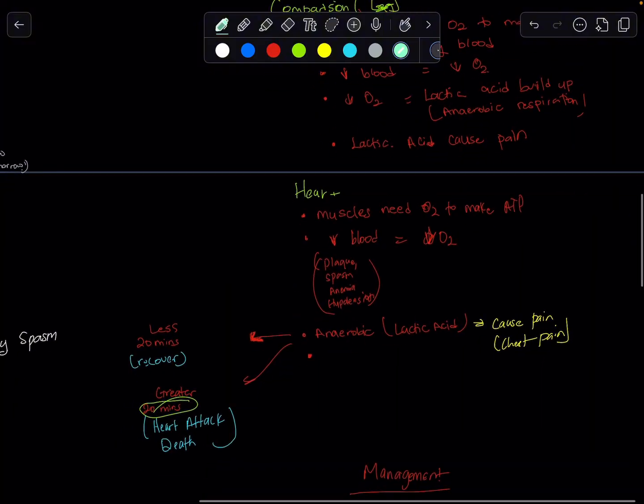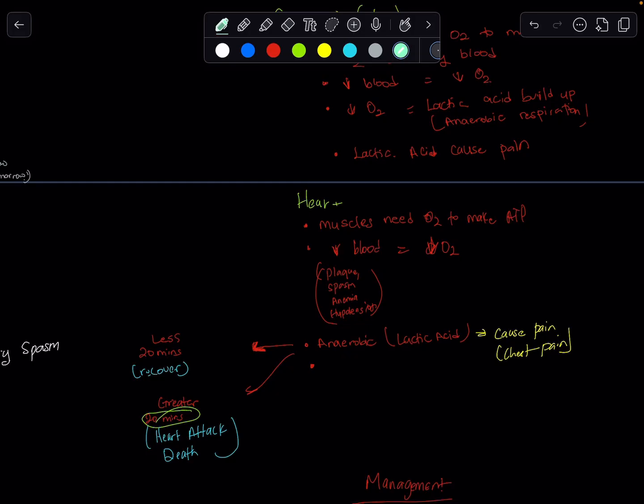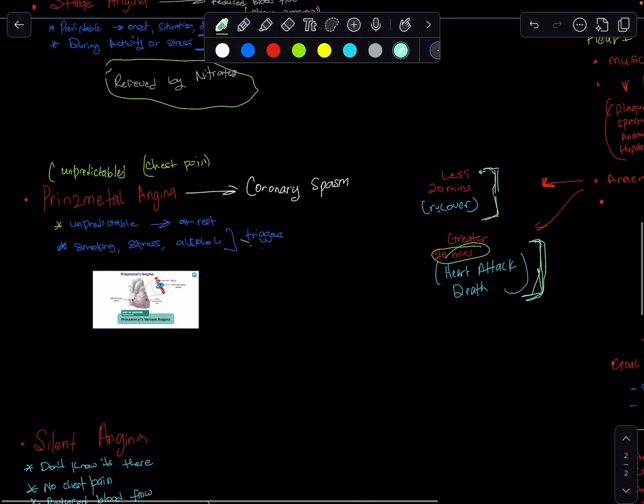Yeah. And we said that the problem with lactic acid is we don't want to be using it for too long. Because if we're using it, that means we're not getting oxygen. And we want to get oxygen when? In less than 20 minutes so we can recover, because if we go more than 20 minutes without oxygen, then we are going to die of a heart attack. That's pretty much what it is, right?